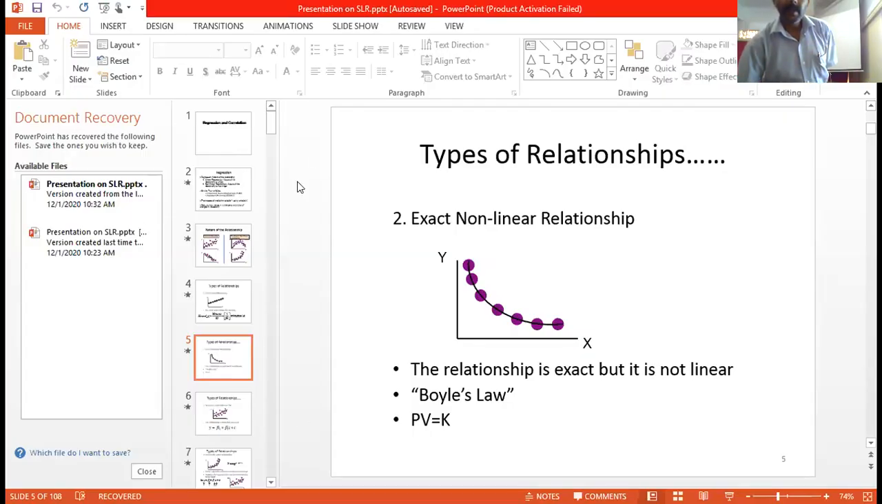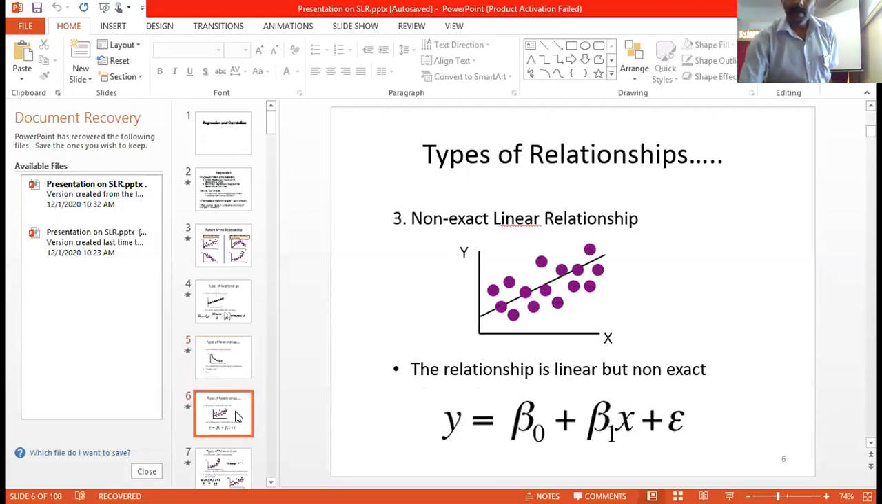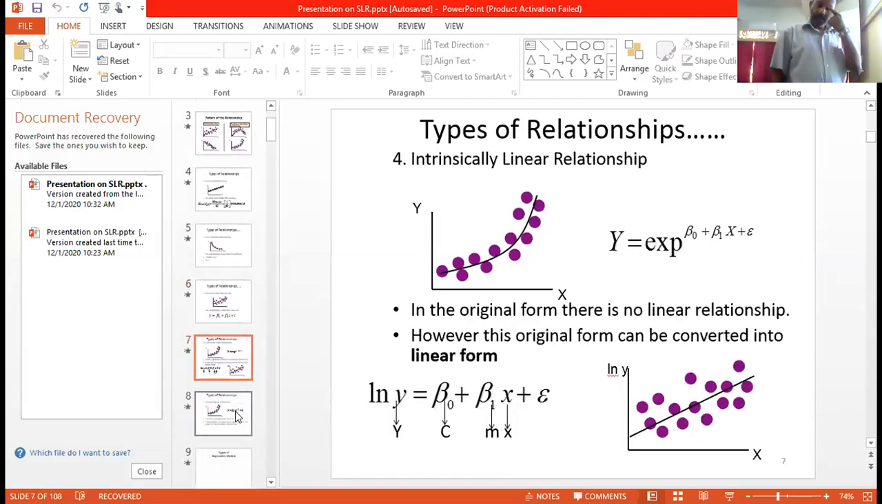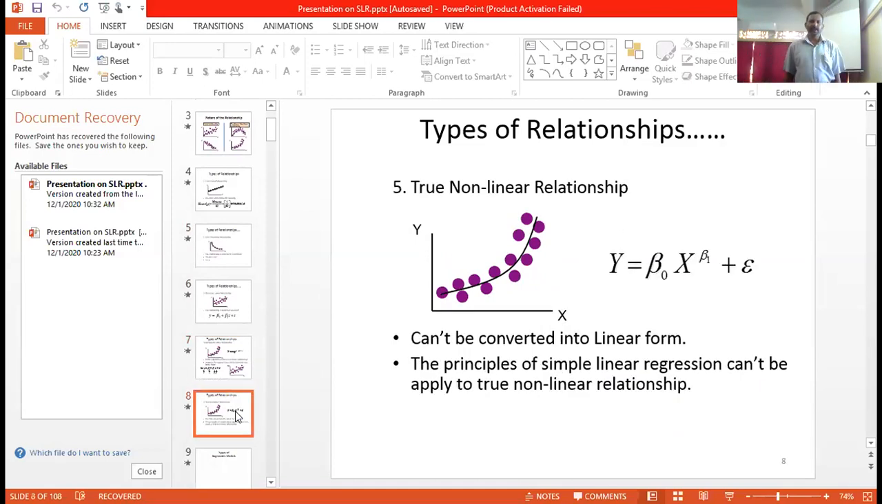which is also a man-made one. Then the third type is called non-exact linear relationship. This is the normal situation or circumstance where we come across a linear relationship. The fourth one initially looks like a non-linear relationship, but by doing some transformation we can make it linear. And the last one is true non-linear relationship, where we cannot do any transformation, and we can simply show the non-linear relationship.